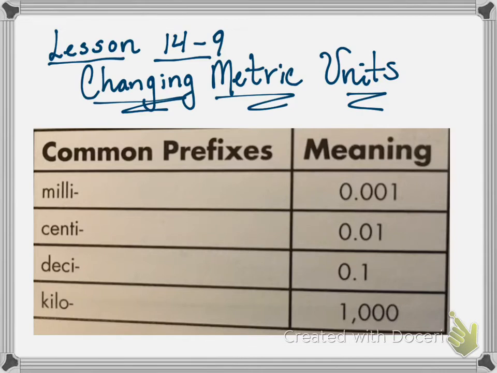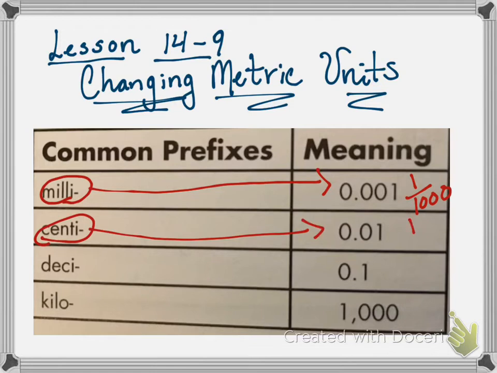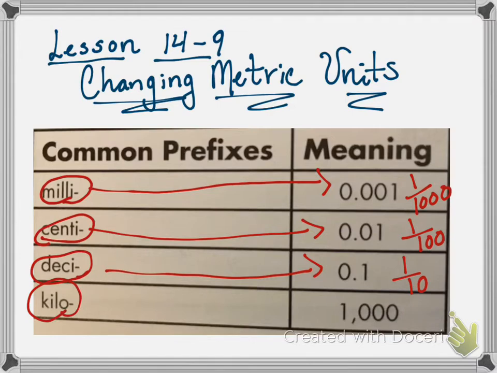I want you to understand what these different prefixes mean. We've been talking about suffixes and root words and prefixes in class, but let's understand in math what these prefix words mean. The word milli means 1/1000ths. Centi means 1/100th. Deci means 1/10. And a kilo, we're looking at 1,000, and that is a whole.